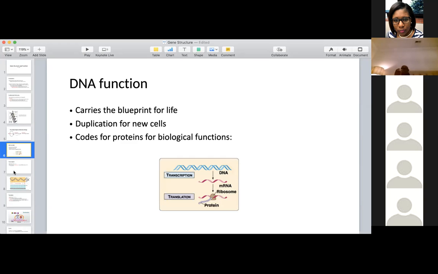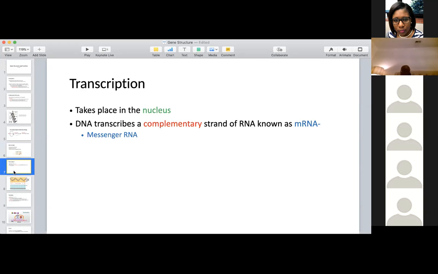DNA serves as the instructions, if you will. And then I mentioned this process of transcription earlier. Write this down. Transcription is the process in which DNA is transcribed into RNA. Where does transcription take place? This process takes place inside the nucleus of the cell.